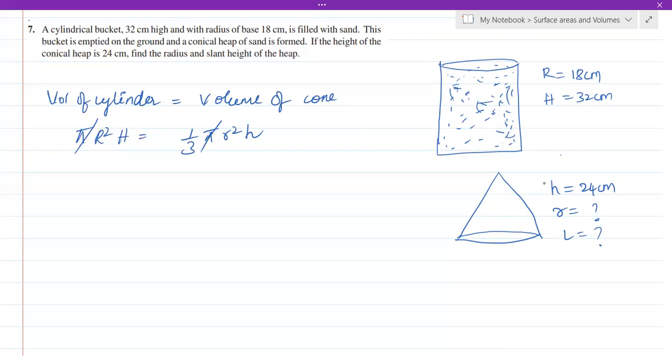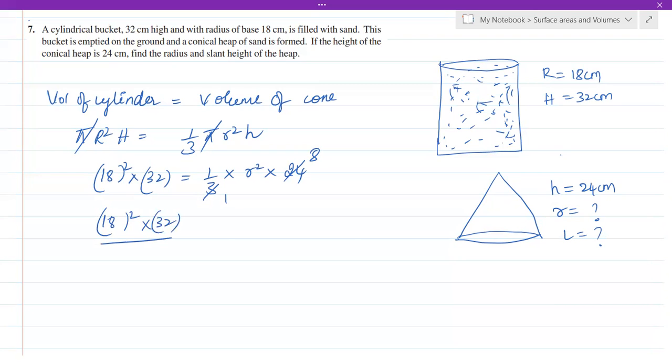Okay. So capital R is 18. So 18 square into capital H, which is 32, equals 1 by 3 into small r square, which we have to find, and small h is 24. Here we can cancel it. 3 eights are 24, 3 ones are 3. So let's keep this 18 square as it is into 32 divided by this 8. Let's transpose it. It comes to the denominator. That is equal to r square. So 8 fours are 32. So 18 square into 4 is equal to r square.